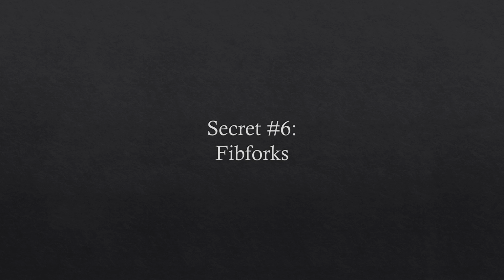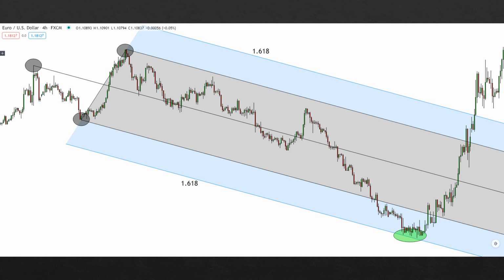Secret number 6. Fibforks. One very interesting use of the Fibonacci ratios is using them as a layer on top of another great tool called the Andrews pitchfork. The lines of the pitchfork are equidistant, just like other types of channels, but we can take advantage of the angle generated by the pitchforks at the same time that we can explore non-equidistant spaces between the pitchfork lines that follow the Fibonacci ratios. In this chart, we can see an example of pitchforks that has a Fibonacci extension.